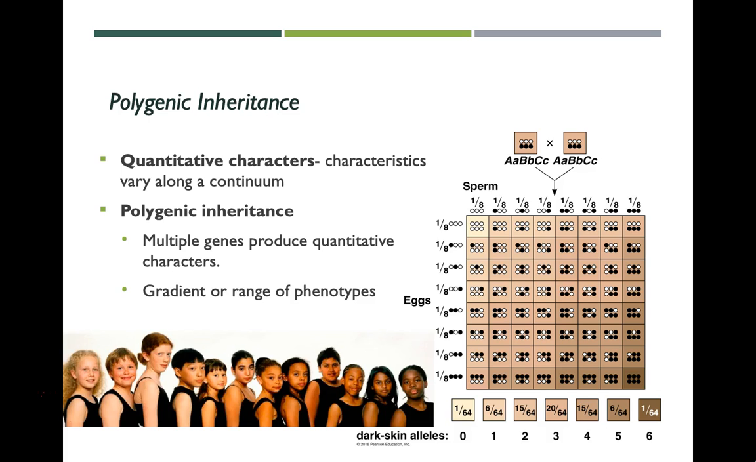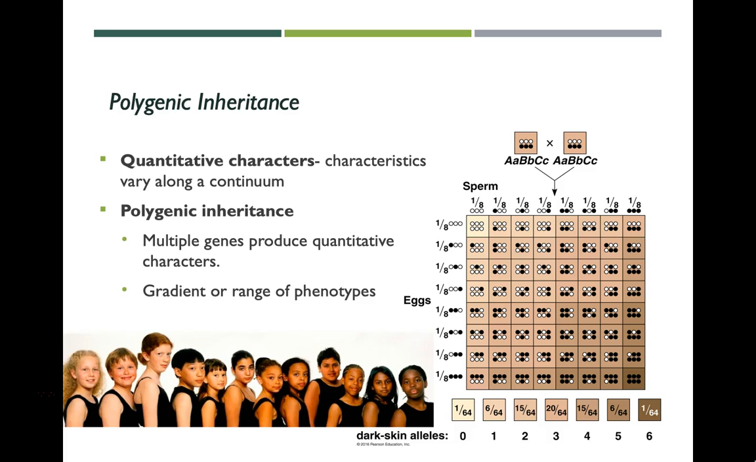These traits are also called complex traits, and a complex trait is one that is not only affected by multiple genes but also affected by the environment. So your skin color can be darker if you have a lot of sun exposure. It can be lighter if you don't have as much sun exposure. Some of this can be related to nutrition. So polygenic inheritance is really interesting because it links multiple genes and the environment.